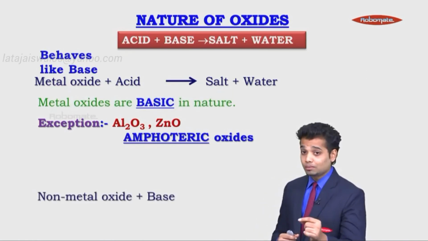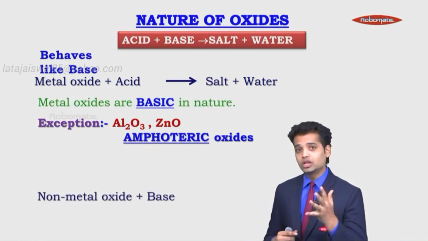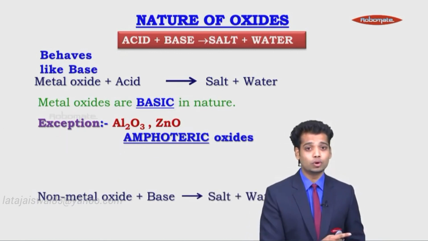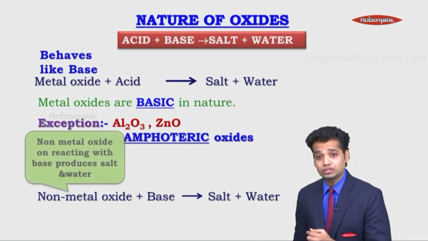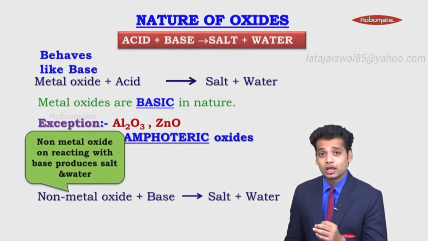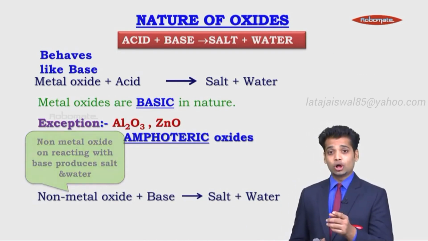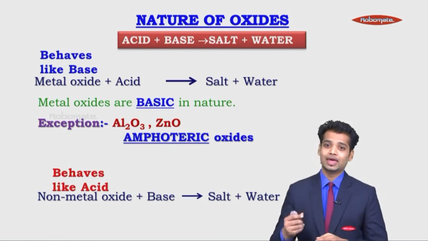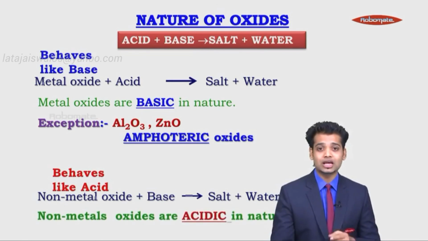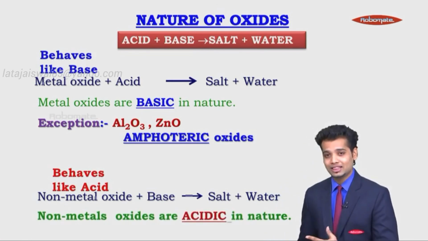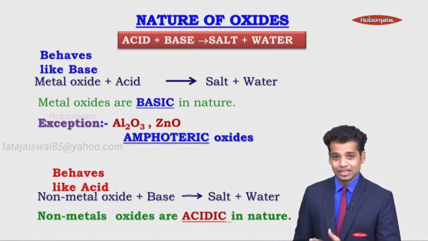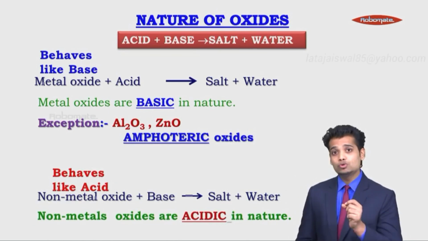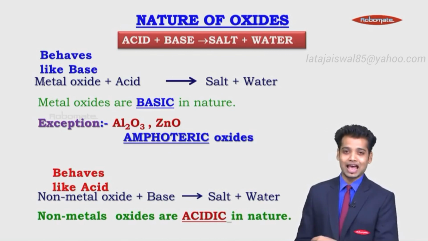Moving on to non-metal oxides. These generally do not react with acid, but they do react with the base to again form salt and water. So non-metal oxides react with a base to produce salt and water. So there is salt, there is water, there is a base. What do you see is missing? Acid. And non-metal oxides are generally acidic in nature. With this, we finish the nature of oxides. Come back to learn how amphoteric oxides react with acid as well as bases.